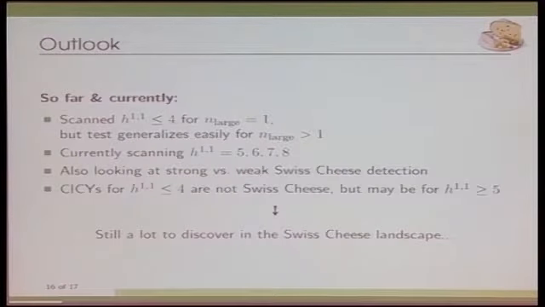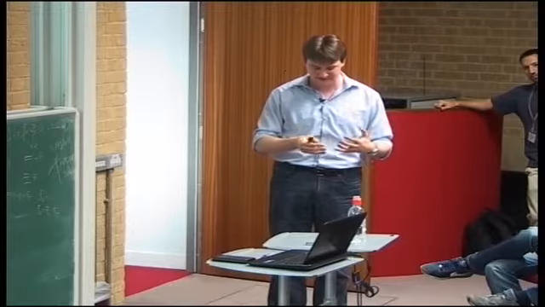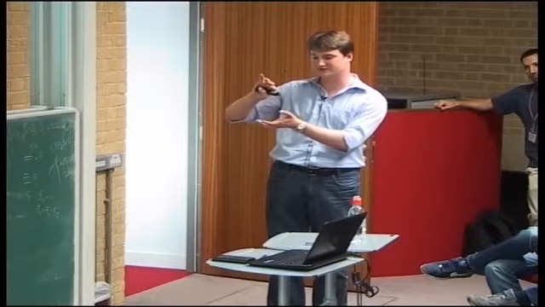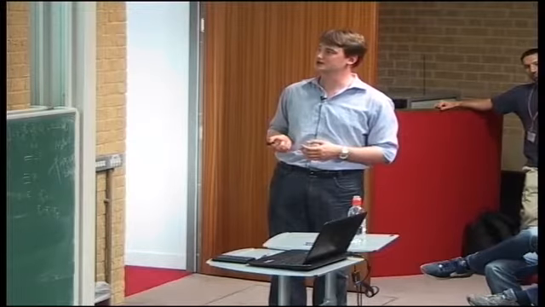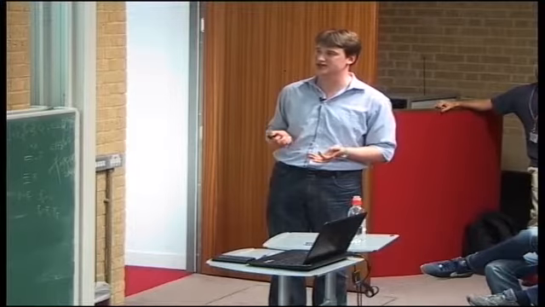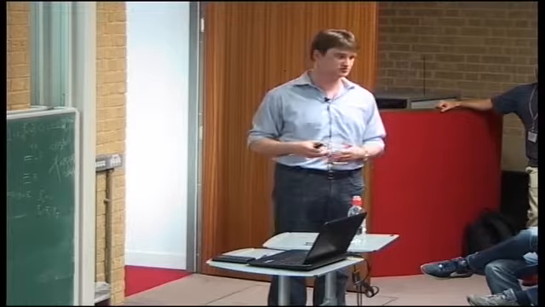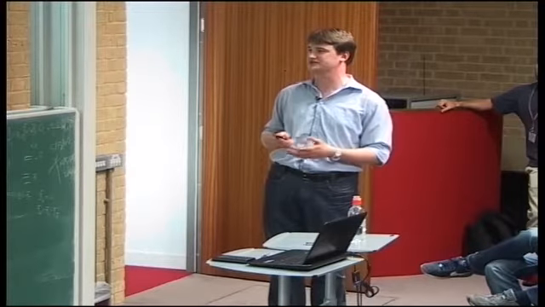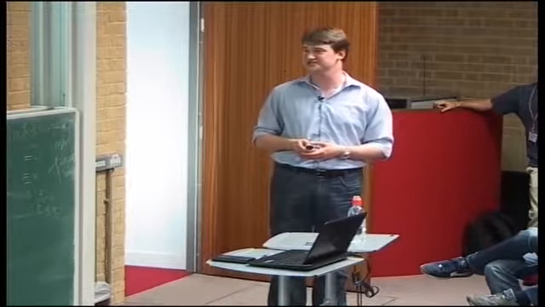What we're also going to do is look at strong versus weak Swiss cheese, which basically means: can you diagonalize the volume form as it is usually done for Swiss cheese manifolds, or does it keep off-diagonal terms, in particular involving the small cycles? And one statement I can also give here: the complete intersection Calabi-Yau manifolds for H11 smaller than or equal to 4 are all not Swiss cheese, which already rules out a significant set. So there is a lot to discover still in the Swiss cheese landscape.